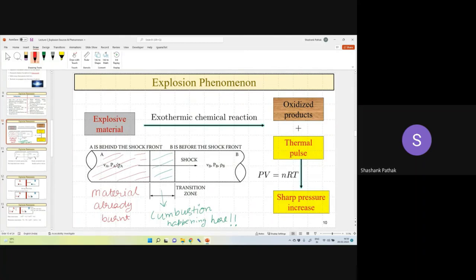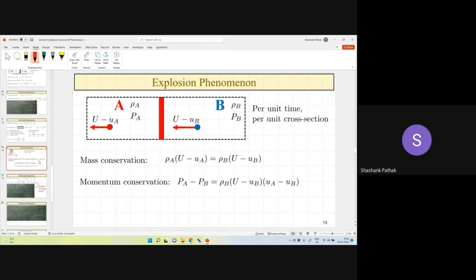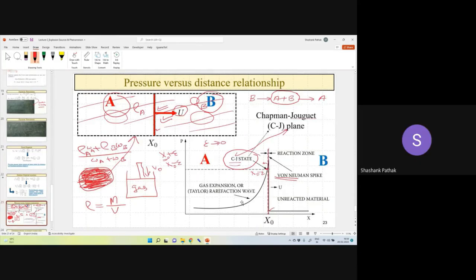This material is releasing energy very fast, and that fast release of energy is leading to a kind of shock wave. This shock wave is moving, and it is causing this sudden pressure increase. So that's why there is a sudden rise of pressure at the shock. Basically, shock is a kind of discontinuity in the pressure volume curve, or we can say the pressure versus x curve, what I have shown here.